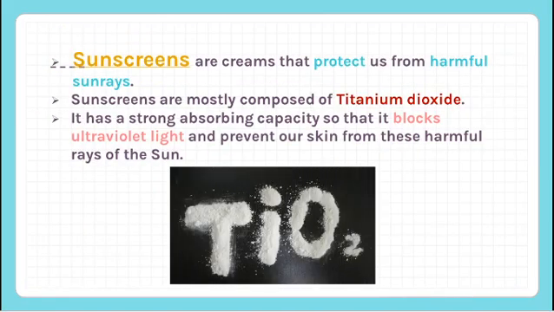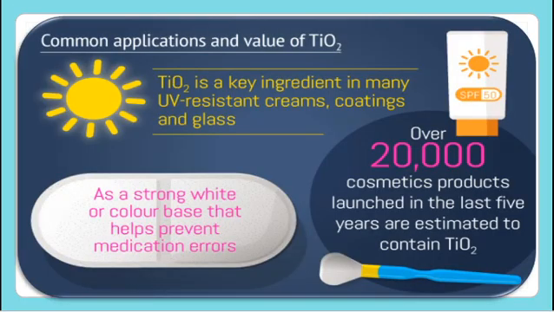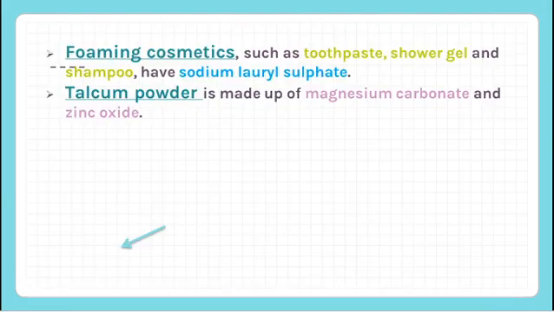And the next one is sunscreen. Sunscreen is a cream or a lotion that protects our skin from the harmful sun rays. It blocks the UV rays from the sun and prevents our skin from damage. Most commonly the sunscreen involves titanium dioxide, that is, over 20,000 cosmetic products have titanium dioxide in their ingredients. So it blocks UV rays as well as protects our skin.